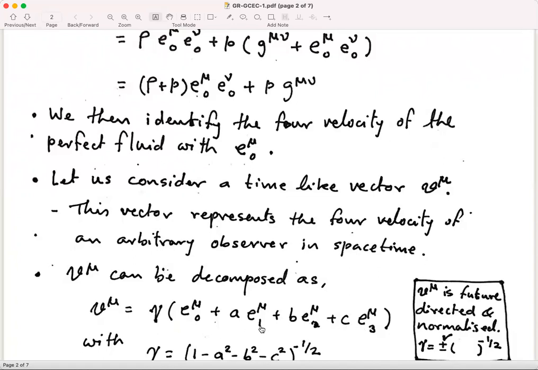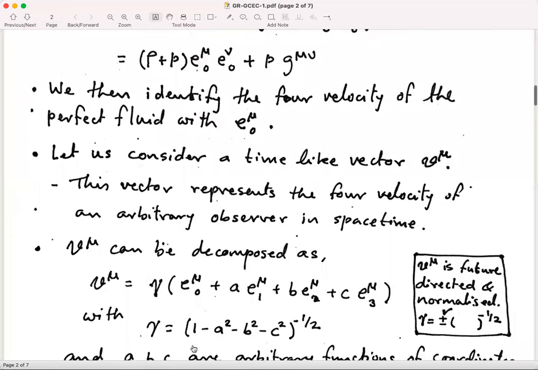Here A, B, C are not numbers, but functions, such that V mu is writable in terms of these basis vectors. Remember, the basis vectors themselves are functions, but A, B, C are also functions, so that an arbitrary time-like velocity vector is writable in this particular form. Gamma has the property that it is written as 1 over the square root of 1 minus a squared minus b squared minus c squared. And we have chosen a plus sign here.